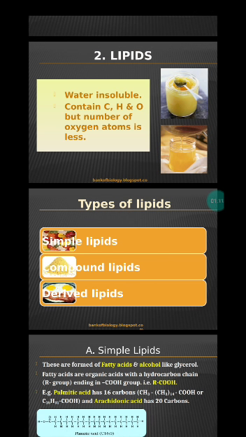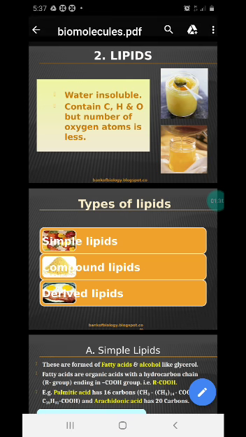Okay. Now what are the types of lipids? Lipids may be classified into simple lipids, compound lipids and derived lipids. Now what are simple lipids? When lipids undergo hydrolysis, what does it give you? It will give you fatty acids and glycerol. Fatty acids are organic acids with a hydrocarbon chain ending in a COOH group. That is an R group attached to a COOH group.